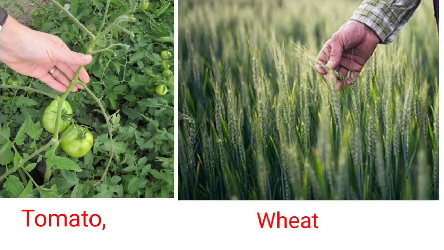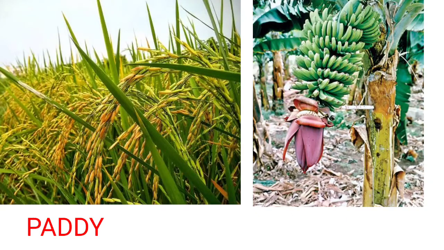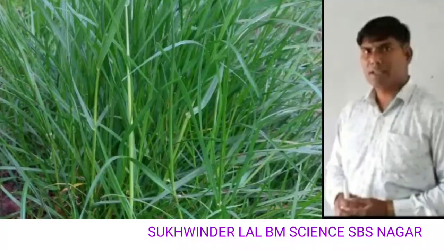Tomato means टमाटर, wheat means कणक, paddy means चावल, banana means केला, grass means घाह.